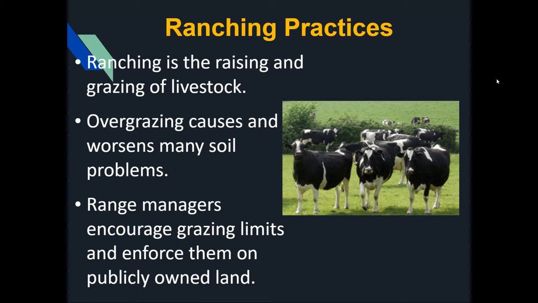Ranching practices. So ranching is the raising and grazing of livestock. Overgrazing causes and worsens many soil problems. Range managers encourage grazing limits and enforce them on publicly owned land. So overgrazing causes plants to die out, which will loosen up soil due to lack of root systems within the soil. So overgrazing, especially on large ranch operations, is a major problem to the depletion of soil nutrients.